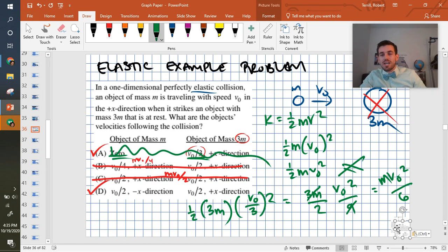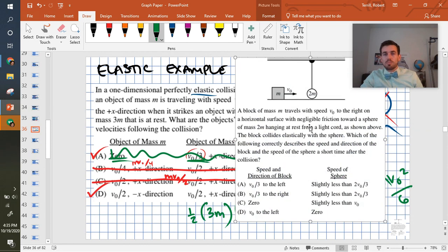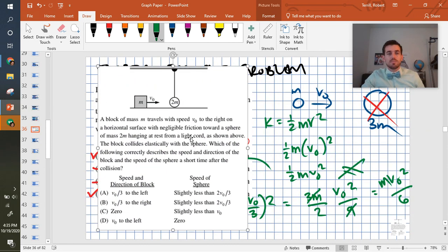So now that we've done that problem, I have a very, very similar problem for you guys to look at. In this problem, we have a block of mass m, no friction. It's hitting the pendulum thing, and I want to know what the speed and direction of the blocks are right after the collision. That short time after means right after the collision. So I want you guys to work and figure that out.